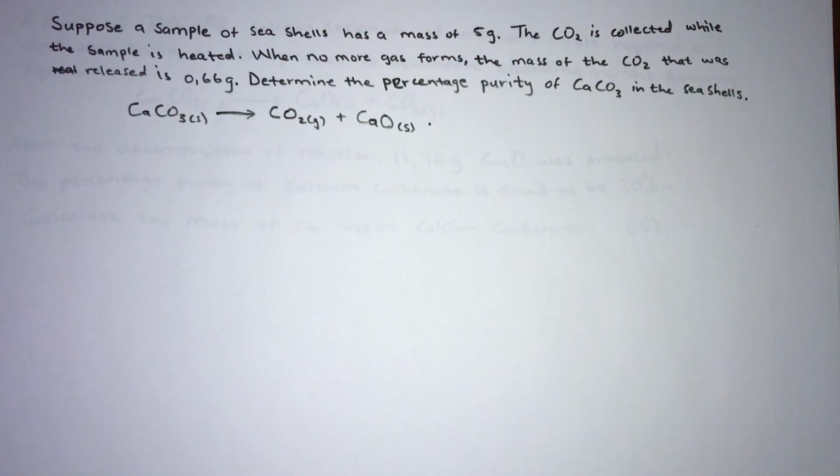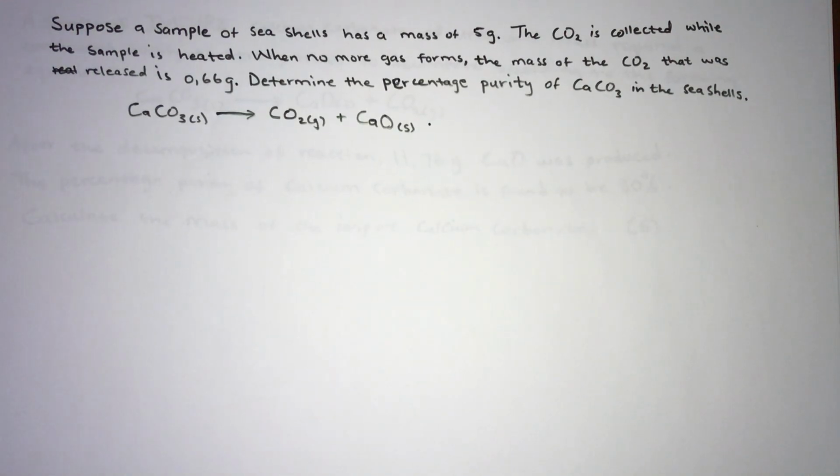Suppose a sample of seashells has a mass of 5 grams. The carbon dioxide is collected while the sample is heated. When no more gas forms, the mass of the carbon dioxide that was released is 0.66 grams. Then determine the percentage purity of calcium carbonate in the seashell. So this is the balanced equation. You can pause the video and try it out.